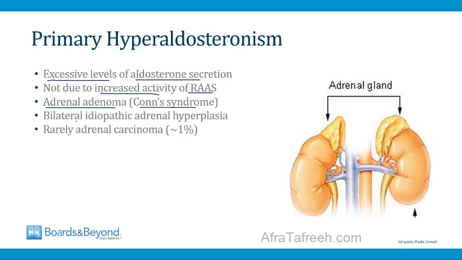Primary hyperaldosteronism can also occur if there's bilateral idiopathic adrenal hyperplasia, where the glands just become large and produce too much aldosterone. And then rarely, in less than 1% of cases, an adrenal carcinoma, which is a malignant tumor of the adrenal glands, can produce aldosterone, leading to primary hyperaldosteronism.